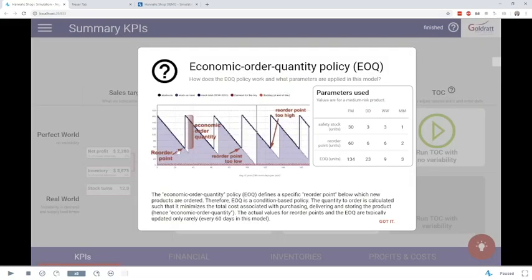So as I said, it's called a reorder point when you follow economic order quantity policies. You can see here how the reorder point is defined for the different product categories, and also what the economic order quantity is for each category. So how does it actually decide those values? That is based on specific formulas, which are described here as well.